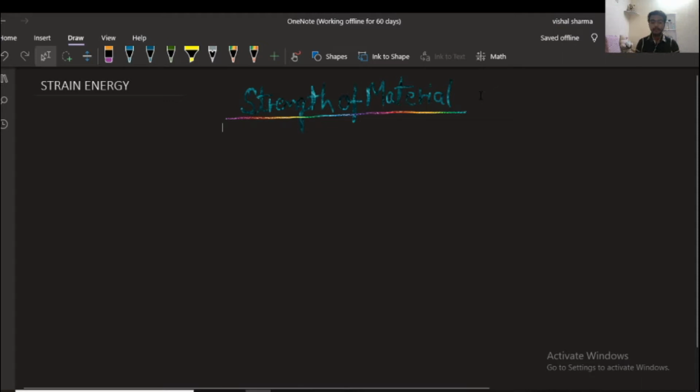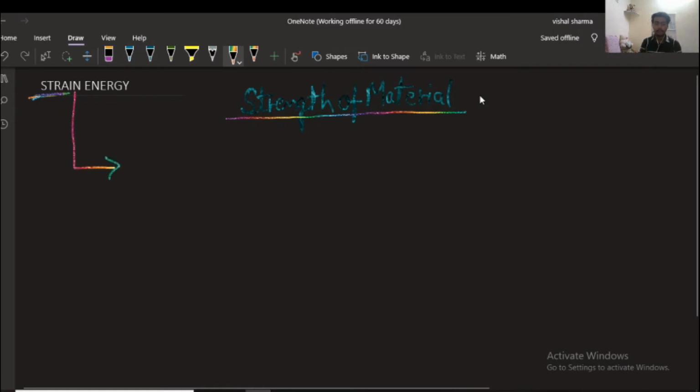So in strength of materials, today we will cover the strain energy. So let's start with the strain energy. What is the strain energy? Basically, the strain energy is the energy absorbed by the member, or the work done by the load due to the deformation in that member.